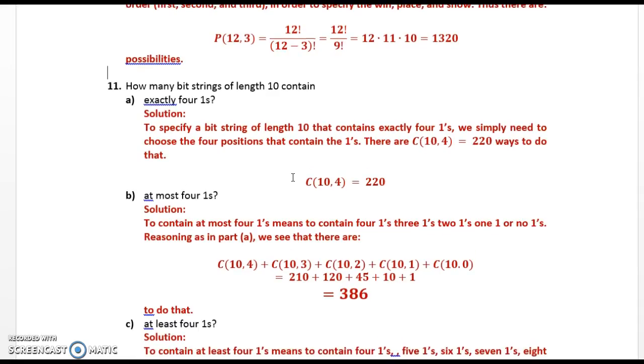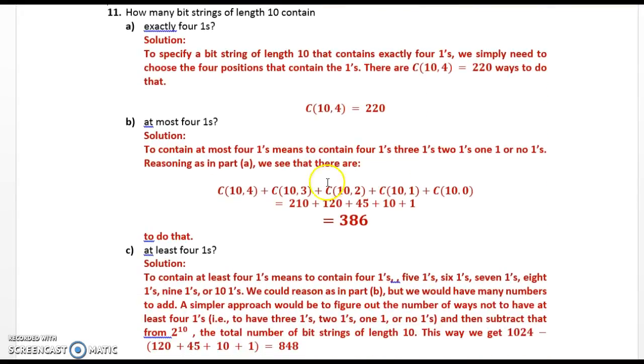How many bit strings of length 10 contain exactly 4 ones? Solution: to specify a bit string of length 10 that contains exactly 4 ones, we simply need to choose 4 positions that contain the ones. There are C of 10, 4, or 210 ways to do that.